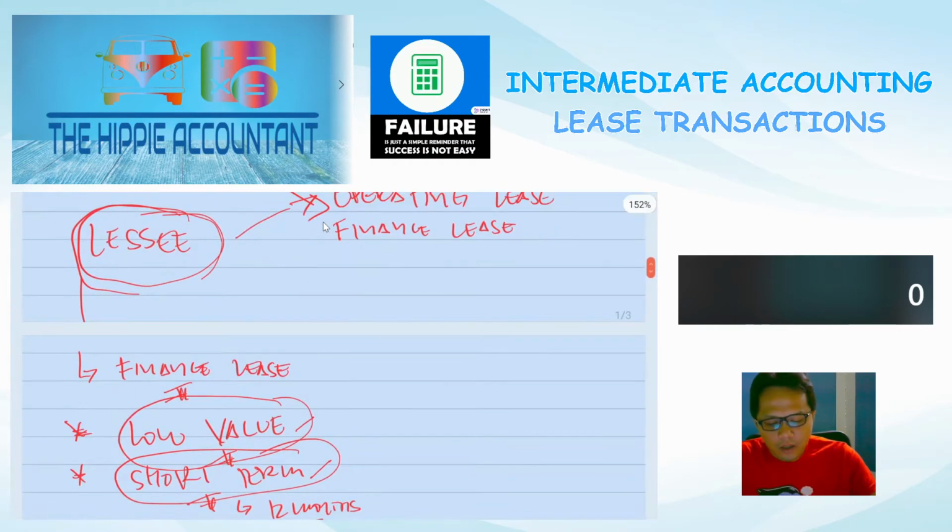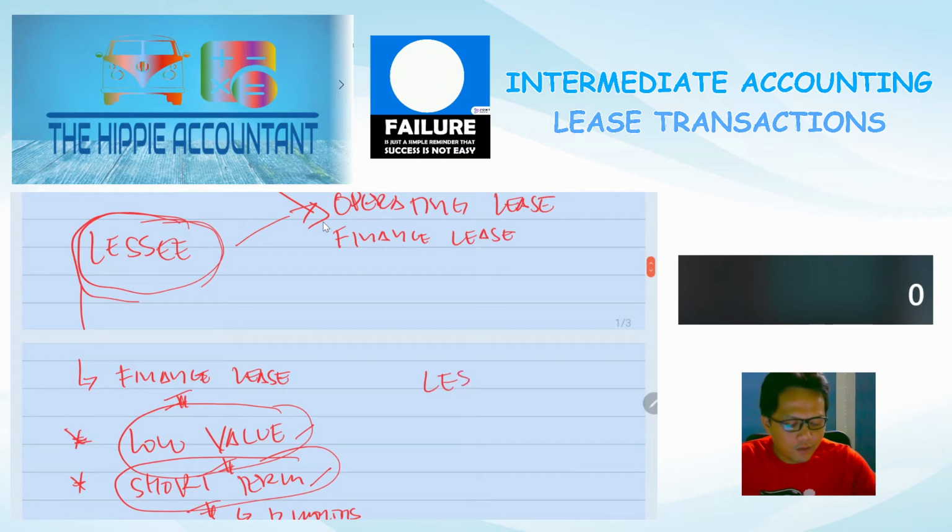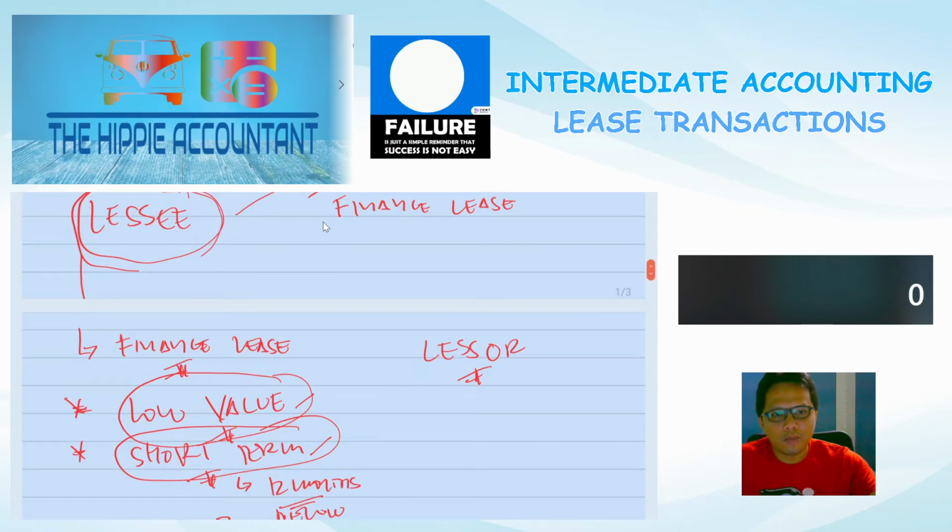Now, when it comes to the lessor, yung nagpaparenta, we account lease transactions na normal. Kumbaga, parang hindi siya affected nung IFRS 16 natin. Parang kinary over lang yung previous standards na nagko-cover sa lease transaction.